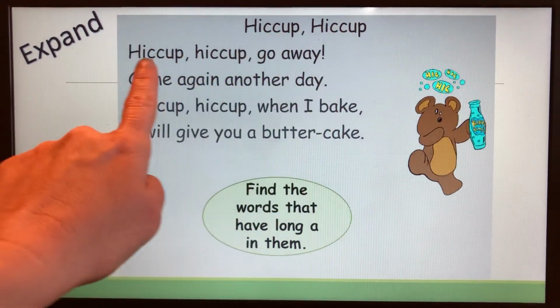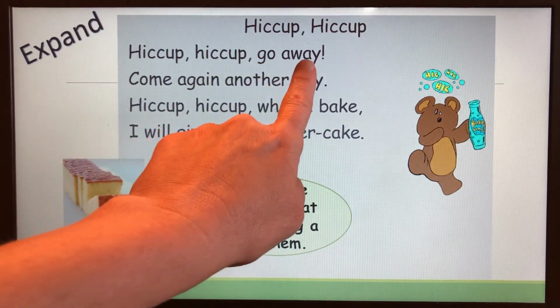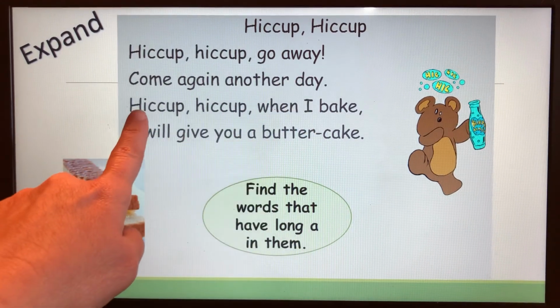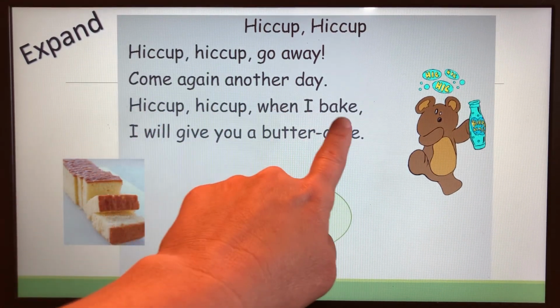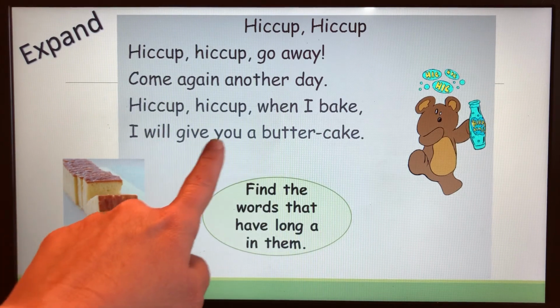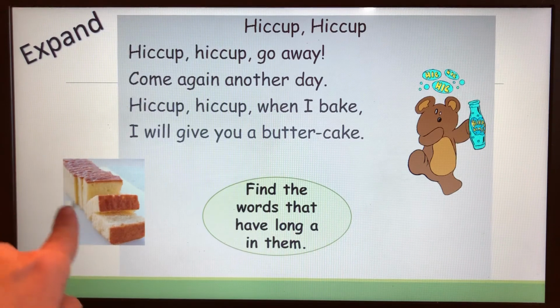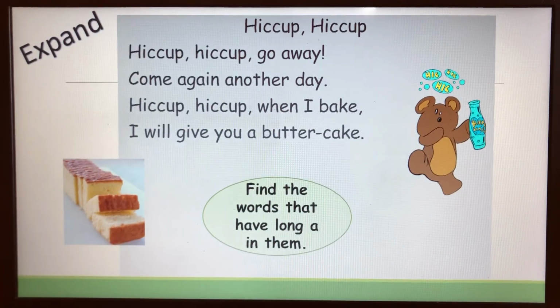Hiccup, hiccup. Hiccup, hiccup, go away. Come again another day. Hiccup, hiccup, when I bake, I will give you a butter cake. Well, now I know why we have a picture of a cake. The person who wrote the poem wants the hiccups to go away, and he said, I'll give you a cake if you'll help my hiccups to go away. I don't know if the hiccups will take that deal. I don't think so, but it's still funny to think about.